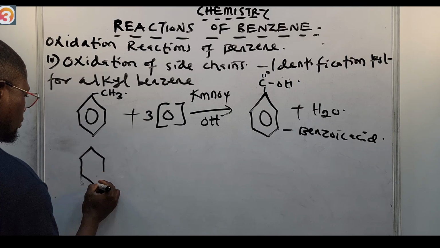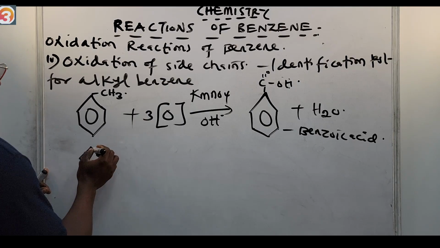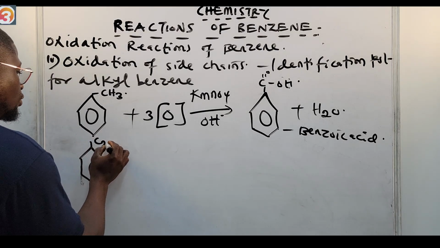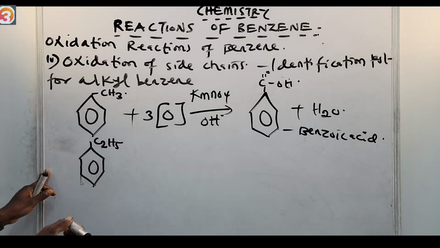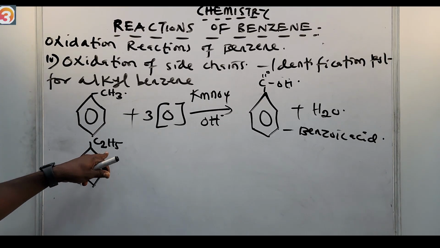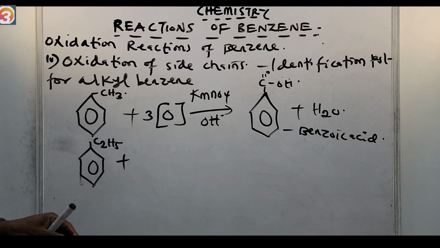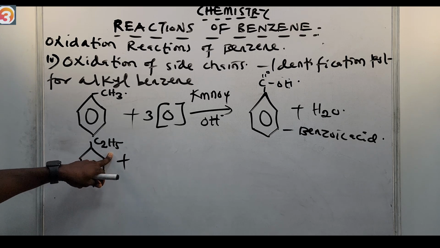Okay. All right, it's a benzene ring. Then, of course, if it's an ethyl benzene, that means I'm going to have a C2H5 or CH2CH3 group attached to the benzene ring. So this is also what gets oxidized. It's this side chain that gets oxidized to the carboxylic acid. Please take note of that.